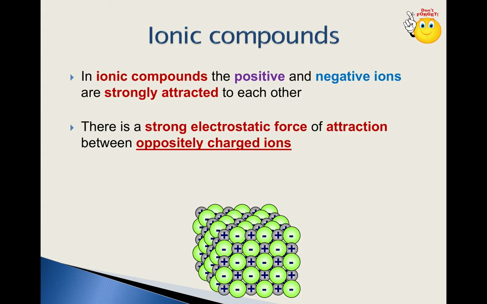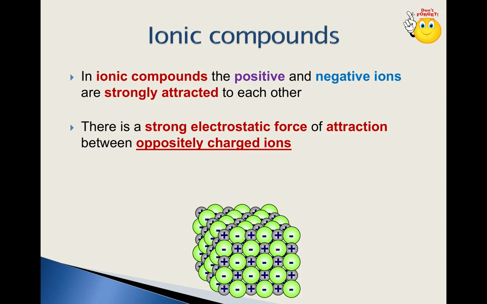In ionic compounds, the positive and negative ions are strongly attracted to each other, and that's because they are oppositely charged. Whether it's the Na+ ion and the Cl- ion in sodium chloride, and that's what this structure shows you at the bottom, or it's the Mg2+ ion and the O2- ion in magnesium oxide. Because the ions are oppositely charged, one's positive and one's negative, they will strongly attract each other.